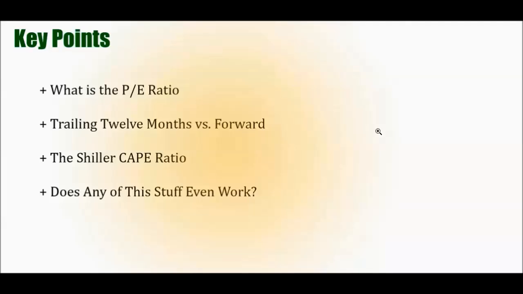Okay, key points. We'll start by taking a look at what the PE ratio is, how it's defined. We'll compare the trailing 12 months PE ratio versus the forward PE ratio. There's numerous kinds of PE ratios, and we'll talk about the big ones in this video. Those are two of the big ones. Another big one is the Shiller CAPE ratio. CAPE is cyclically adjusted PE ratio, it's an acronym for that. We'll talk about that. And then, does any of this stuff even work, or what are some ways that it can be used if it does work?